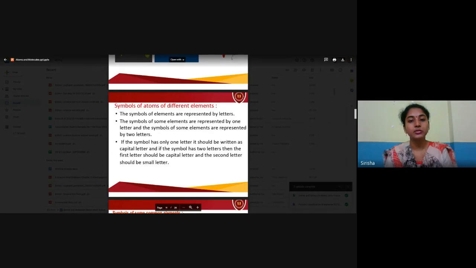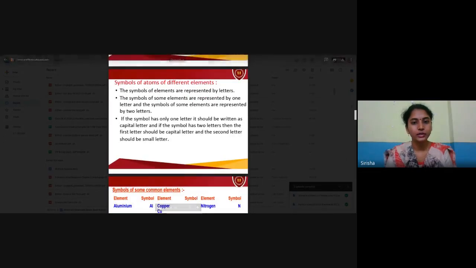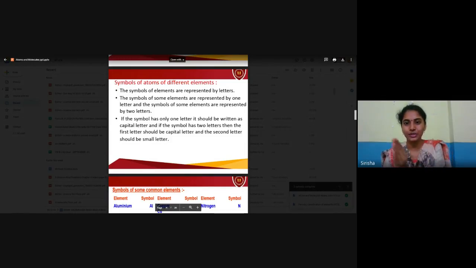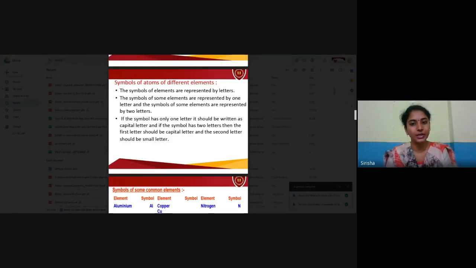The symbols of elements are represented by letters. For example, if you take hydrogen, H, lithium, Li, sodium, Na, like that. The symbols of some elements are represented by one letter, and the symbols of some elements are represented by two letters. Hydrogen is H, lithium is Li, sodium is Na, phosphorus is P, that means one letter. If the symbol has only one letter, it should be written as a capital letter. If the symbol has two letters, then the first letter should be a capital letter and the second letter should be a small letter.